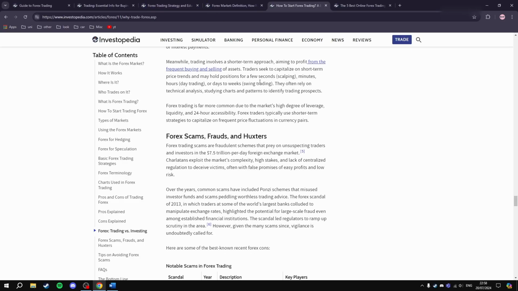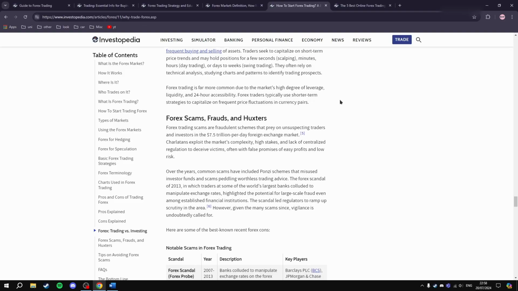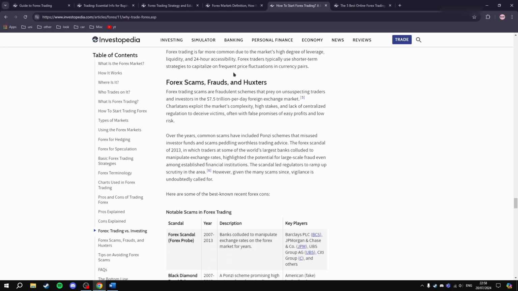Meanwhile, trading involves a shorter-term approach aiming to profit from the frequent buying and selling of assets. Traders seek to capitalize on short-term price trends and may hold positions for a few seconds (scalping), minutes, hours (day trading), or days to weeks (swing trading). They often rely on technical analysis, studying charts and patterns to identify trading prospects. Forex trading is far more common due to the market's high degree of leverage, liquidity, and 24-hour accessibility. Forex traders typically use shorter-term strategies to capitalize on frequent price fluctuations in currency pairs.